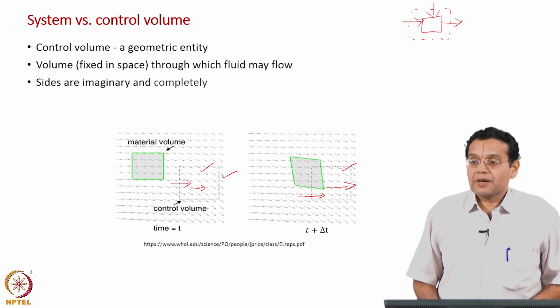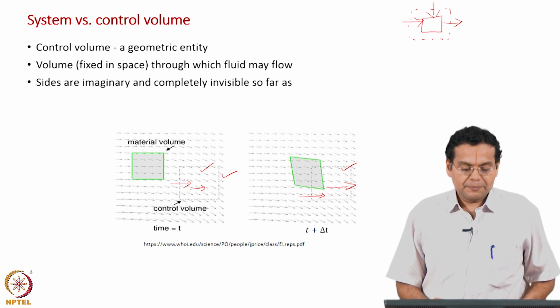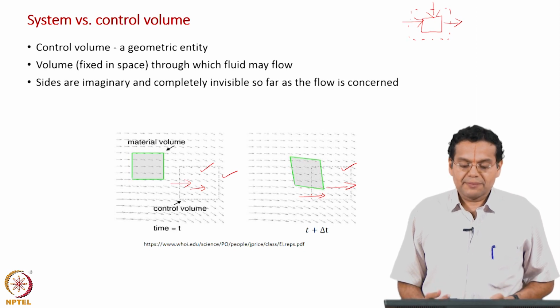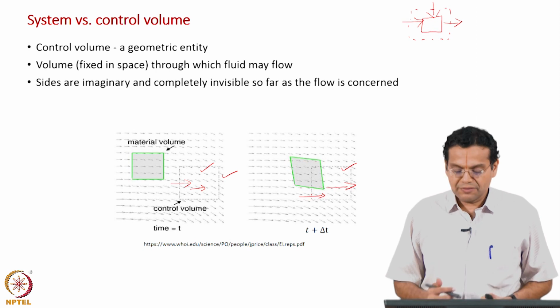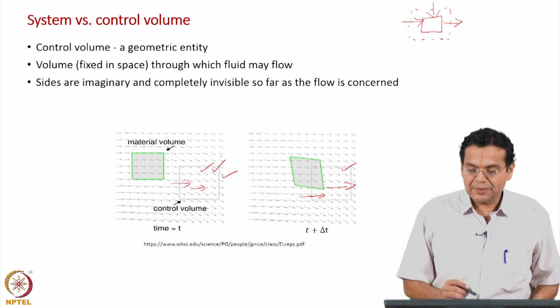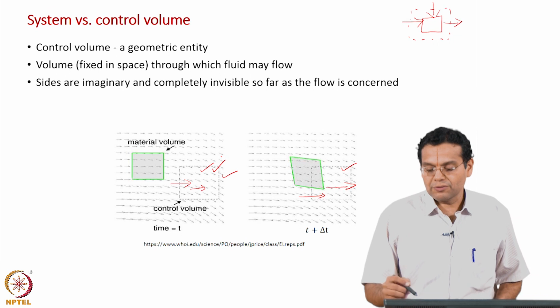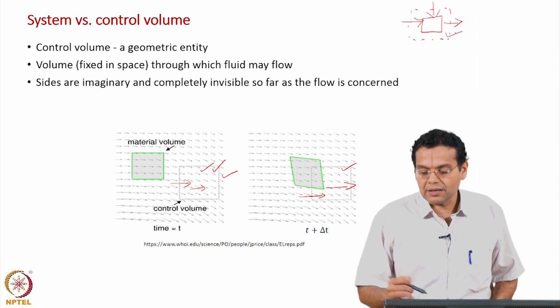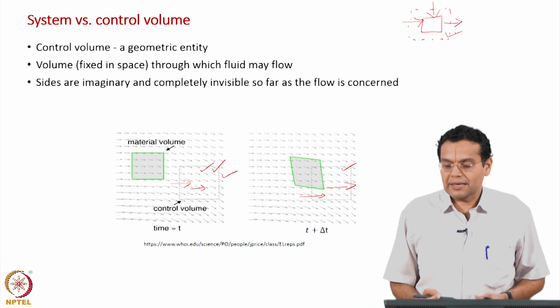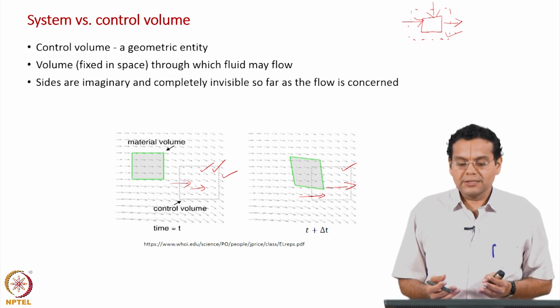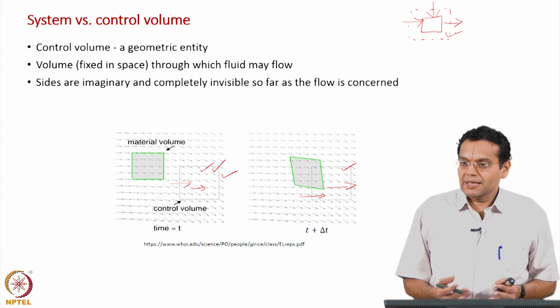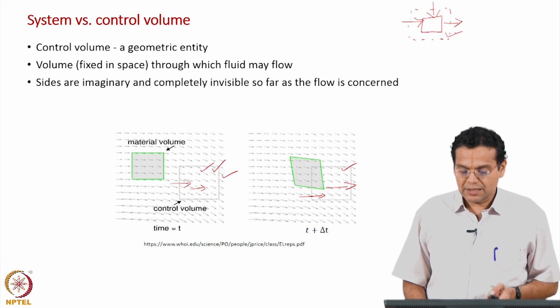Now, as far as the fluid is concerned, the sides are imaginary and completely invisible so far as the fluid flow is concerned. For our convenience, we have drawn a control volume here inside the fluid flow region, and here we have drawn a control volume around the mixing tank. So, it is for our convenience that we write conservation equations over it. As far as the fluid flow is concerned, it is just imaginary and completely invisible.